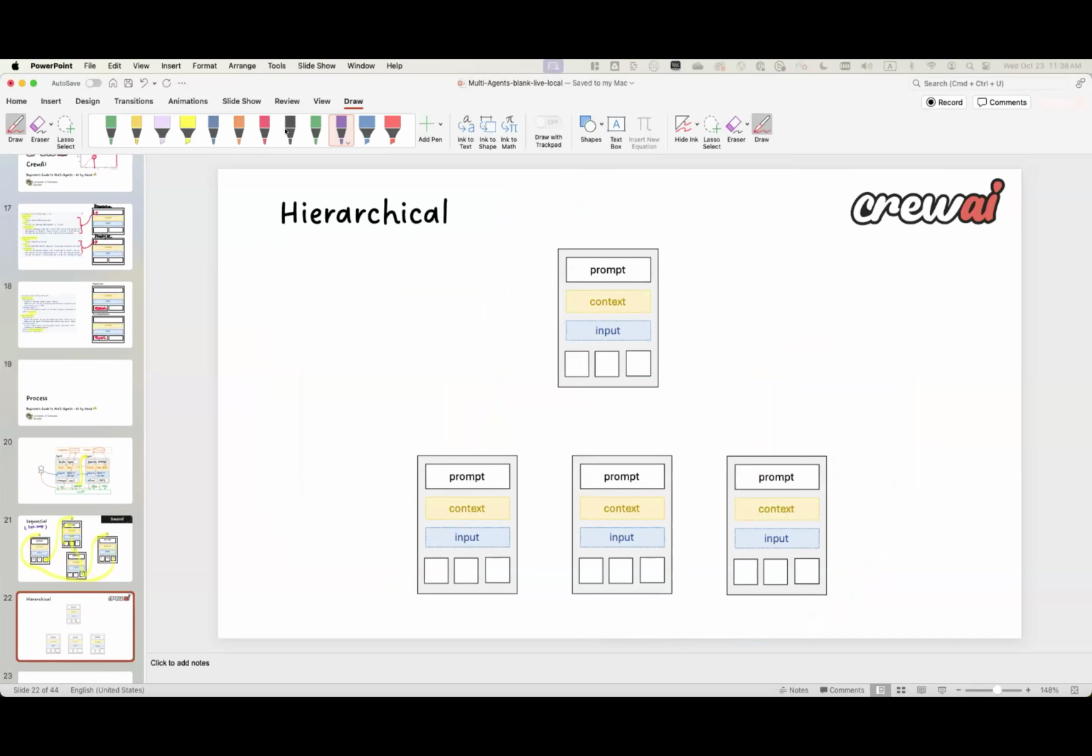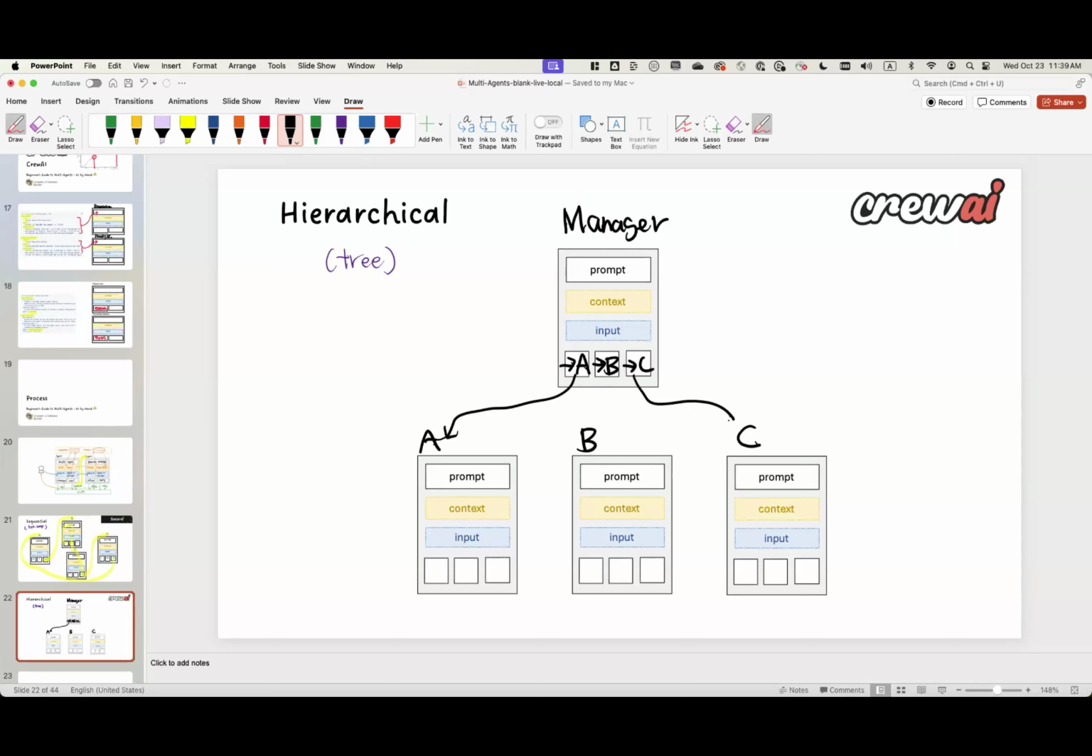Then a slightly more complicated one would be to bring hierarchy into this process. CrewAI supports this hierarchical process that arranges agents more like a tree, and it mirrors a lot of company organization as well. So we have a special agent called manager, and this manager doesn't perform any specific tasks other than telling other people to do something: delegate to A, delegate to B, delegate to C. You have A, B, C, three agents. So we delegate to A, when A is done, it comes back to the manager, and then the manager can decide, okay, now I want to delegate to C, and now I want to delegate to B. So it's hierarchical. One agent decides which agent needs to be engaged.